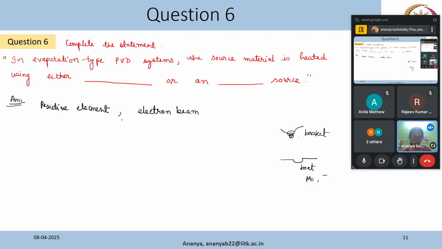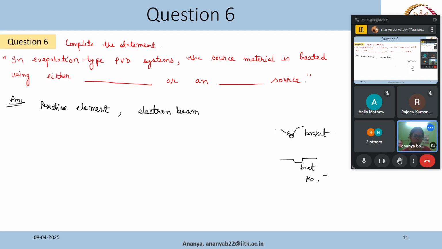So we use a resistive element, and we use an electron beam in the case of e-beam evaporation when the melting point of the material is very high. In that case also we will use a crucible to hold our source material, but we will not apply our electron beam directly to the crucible. The crucible can be of graphite, which can also sustain high temperature. We definitely need to use a material that can sustain high temperature, because these are high temperature processes. But we mainly use a focused electron beam to melt our source material.